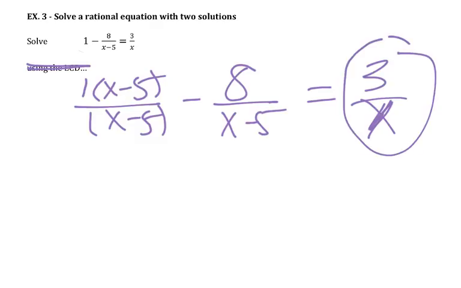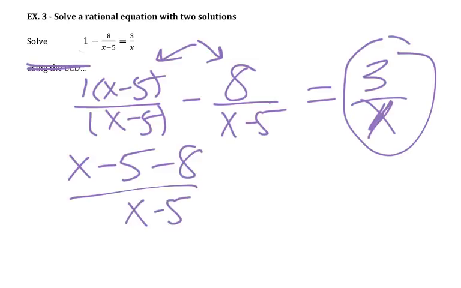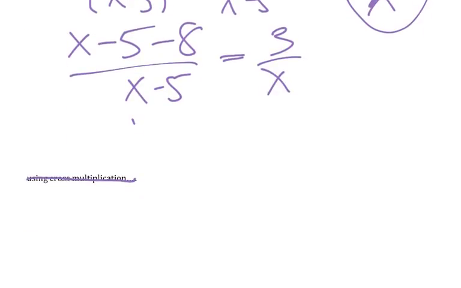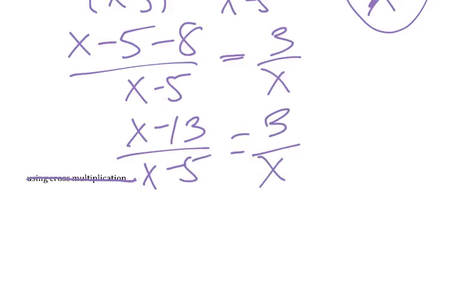The thing that I need to combine is this left-hand side. These two need to be combined. So now that they have the same denominator, I can combine them. I have x minus 5 minus 8 over x minus 5 equals 3 over x. If I keep simplifying, that is x minus 13 over x minus 5 equals 3 over x.